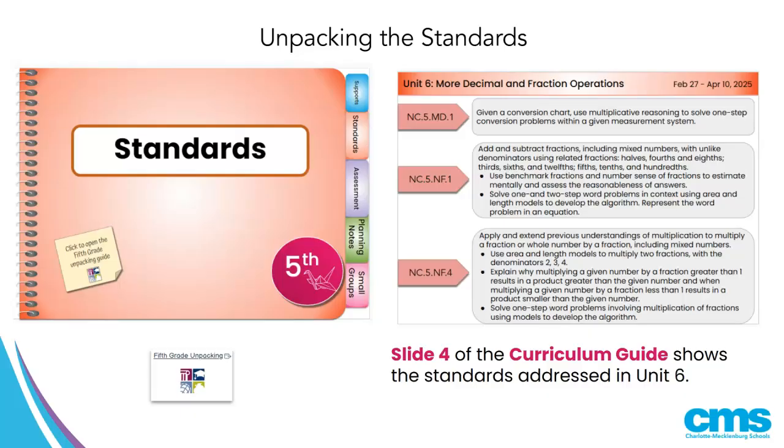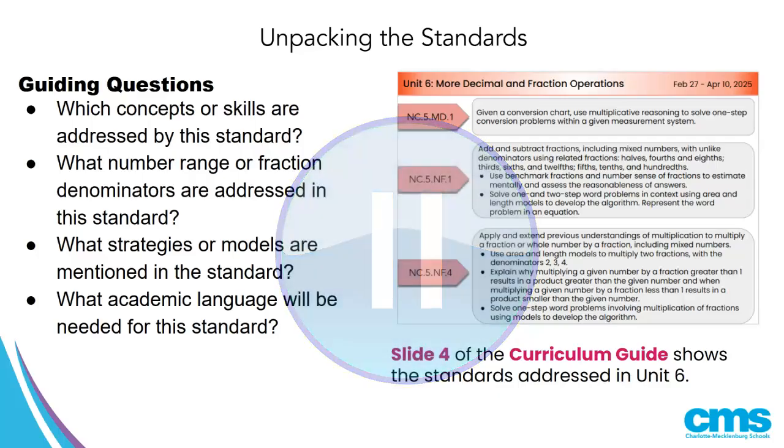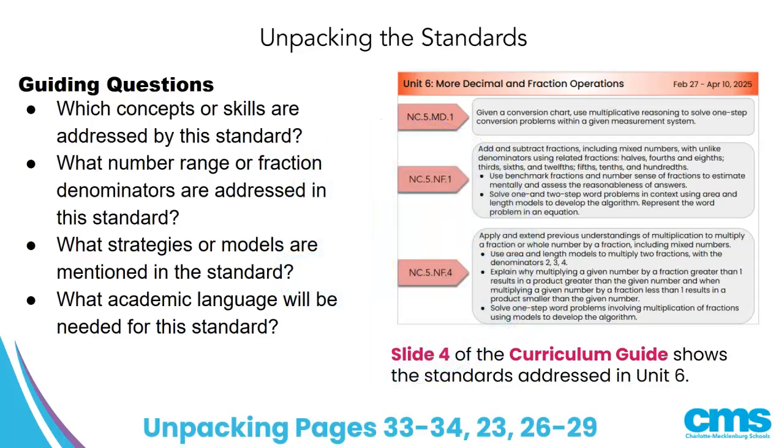You might also want to note that the first lesson in the unit revisits NC 5 NBT1 to prepare students to convert between units in the metric system. Click on the Post-it note on slide 3 of the curriculum guide or the unpacking symbol at the bottom of the Math Rocks 5th grade page to get the unpacking document. Pause the video and take a moment to read and annotate or take notes about these standards using the unpacking document from pages 33 through 34, 23, and 26 through 29. I know those are out of order, but that's the order that they appear in the unit.